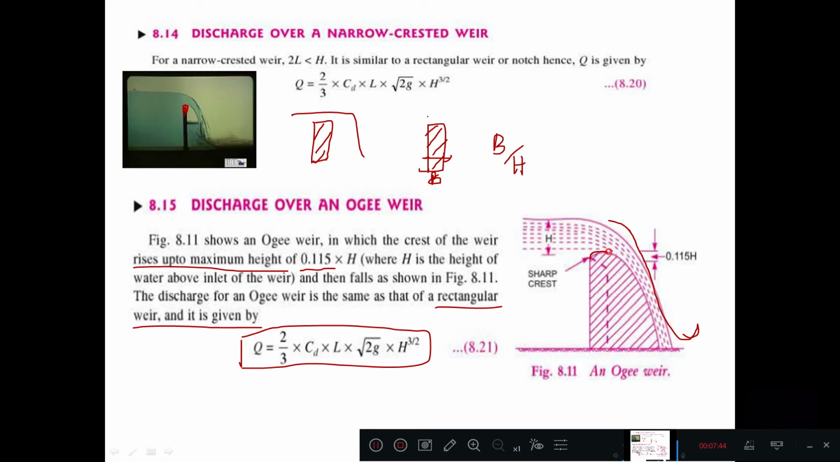Then the downstream faces of overflow spillways are often made of this shape. And here, if the space below the nape, this is the nape, is filled with masonry or concrete, the consequent weir formed is called an Ogee weir. The discharge over an Ogee weir can be calculated by using the same formula as that of a rectangular weir.